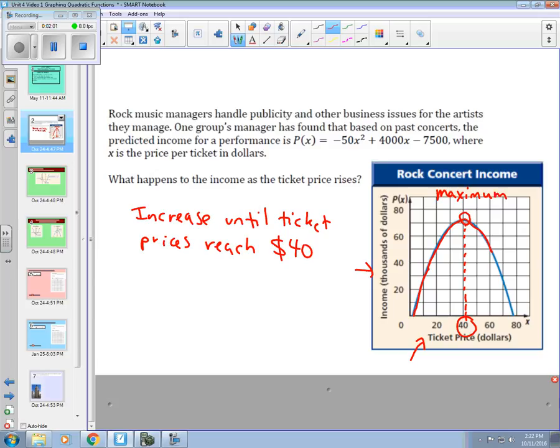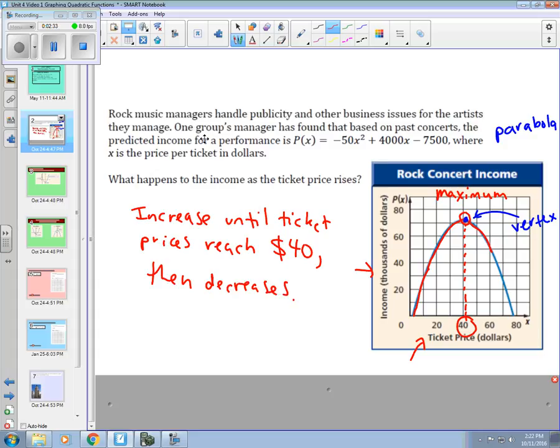Okay, this point on a quadratic, this shape here is called a parabola, which we'll talk about. This location, kind of the highest or lowest point, is called the vertex. And we'll look at how you can find that. After this, then it decreases. So it increases until the price reaches $40, and then it decreases after that.